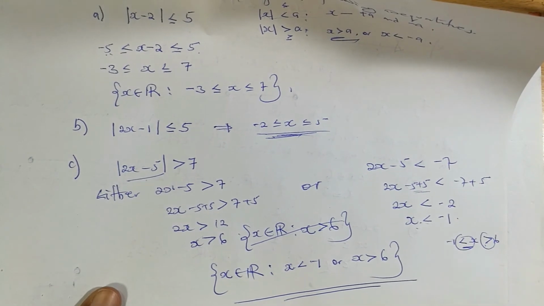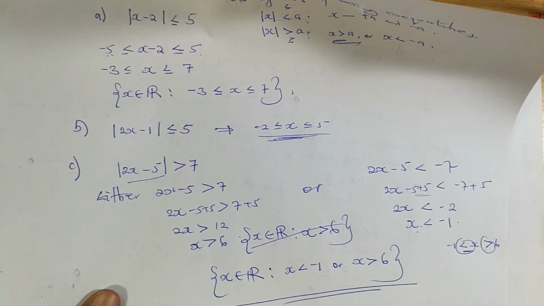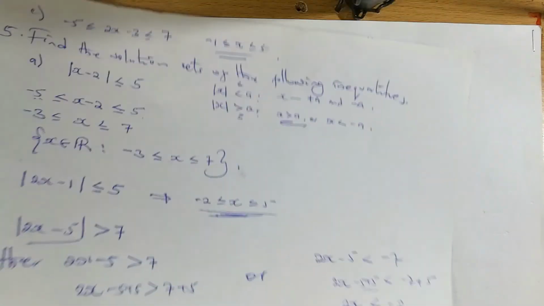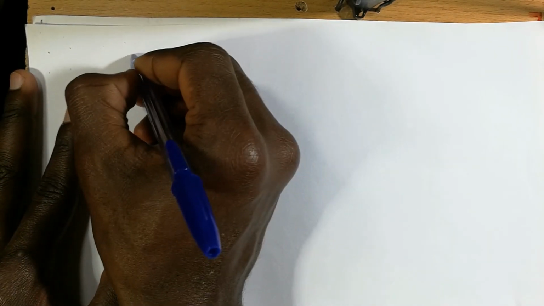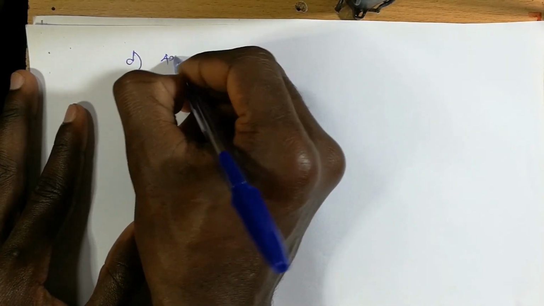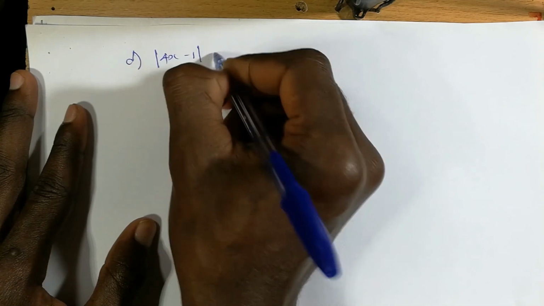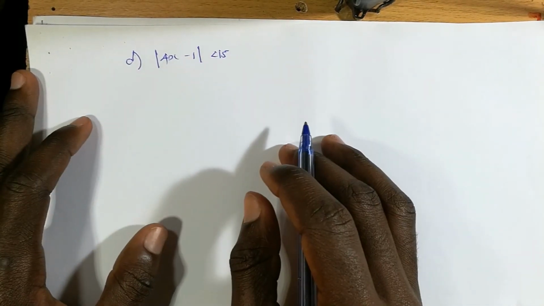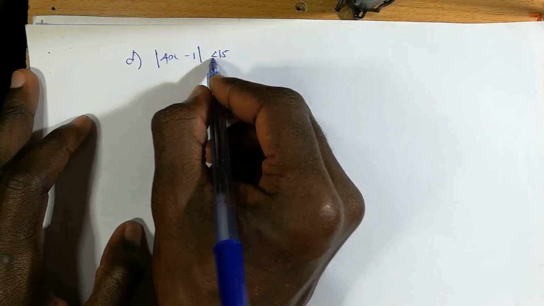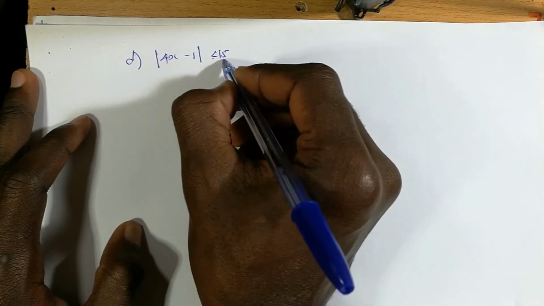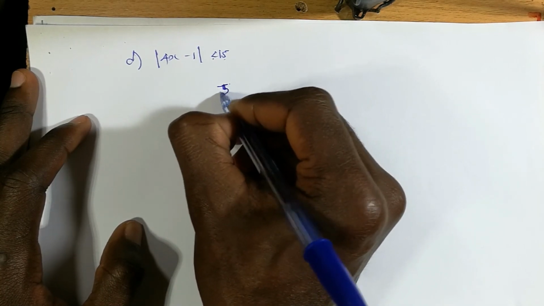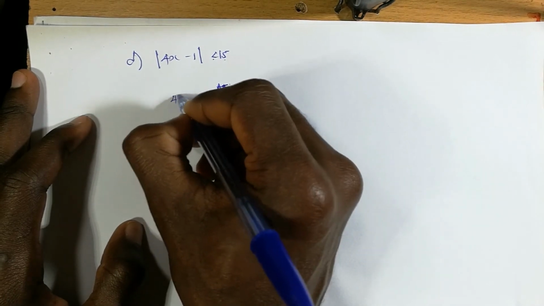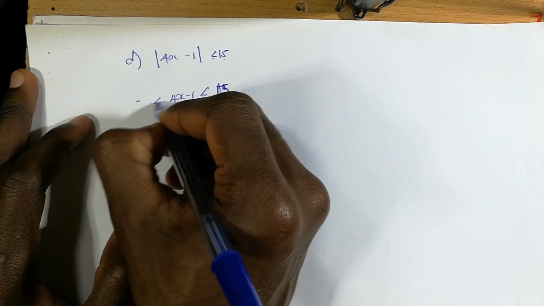So that is done. We look at another number. Let me say we look at 4x minus 1 less than 15. You can try that out. This one says less, so we're going to use the other one. The other should lie between the positive value of 15 and the negative value of 15. That's 4x minus 1 lying there, and the negative value of 15.